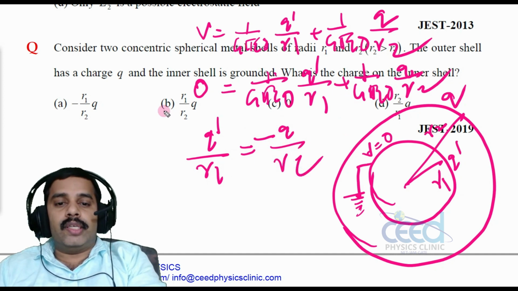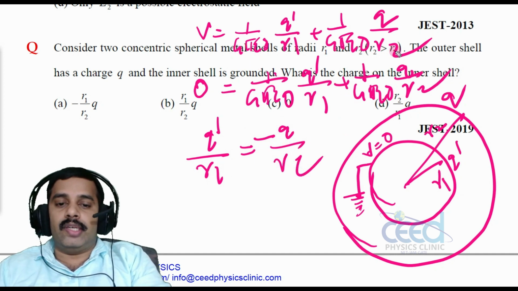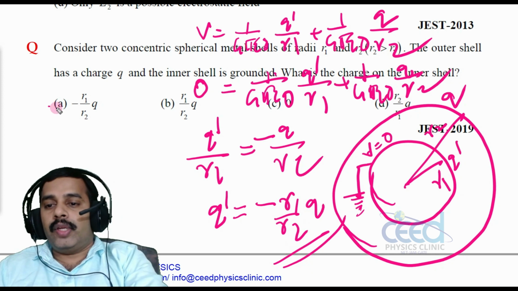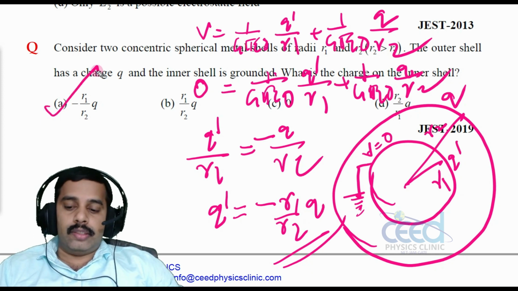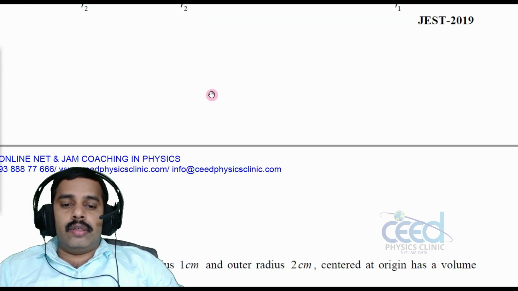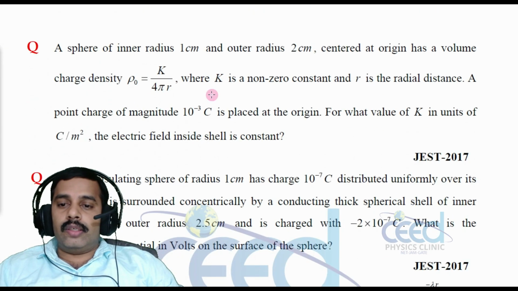The remaining term we can take to the other side, and the common factor 1 by 4 pi epsilon 0 cancels. So what can I say about this Q dash? Q dash is equal to minus R1 by R2 times Q, right? So which one is the option? A is the option. Alright. Now let us go to another question.